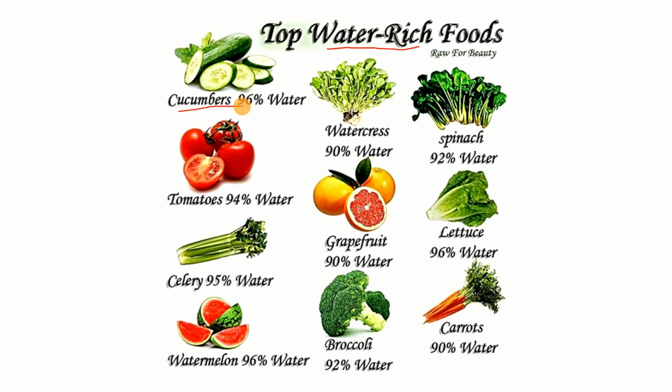So eat some cucumbers, they contain 96% water. Next, watercress contains 90% water. Spinach contains 92% water. Tomato, you can eat a tomato. Our children are not eating tomato. When mothers put it in the vegetables or in any curry, they just remove the vegetables from the food. So don't do that. Just eat all these vegetables.